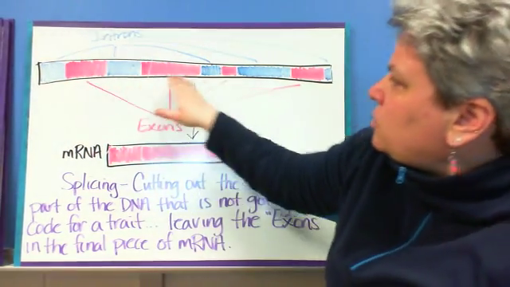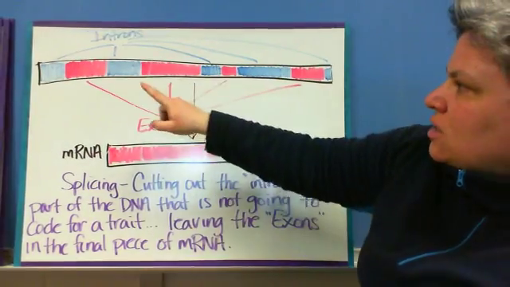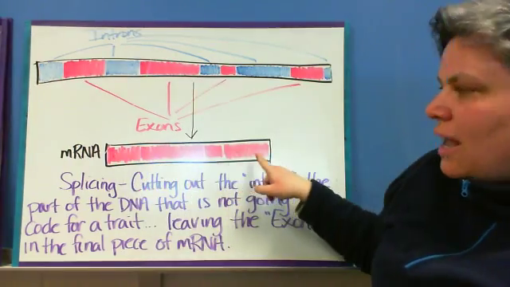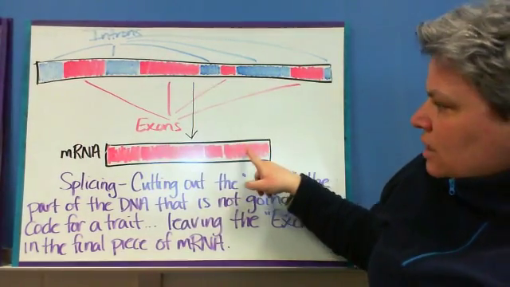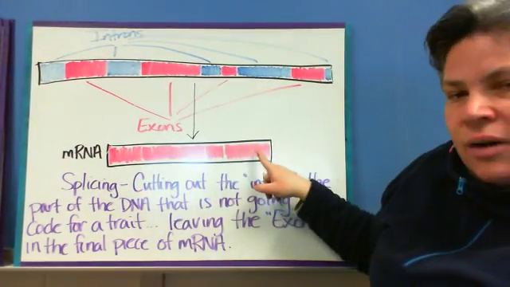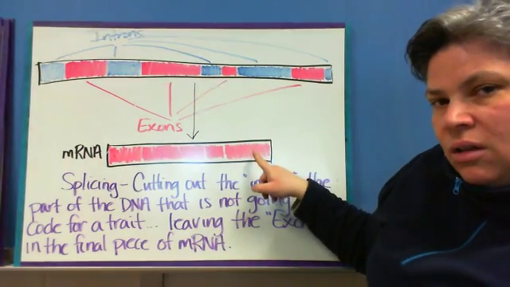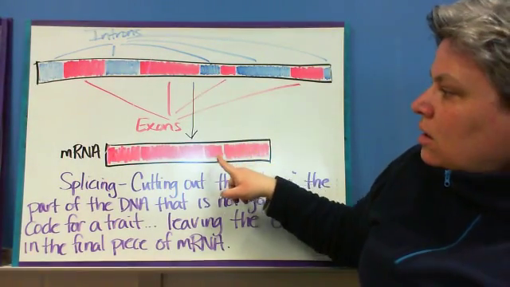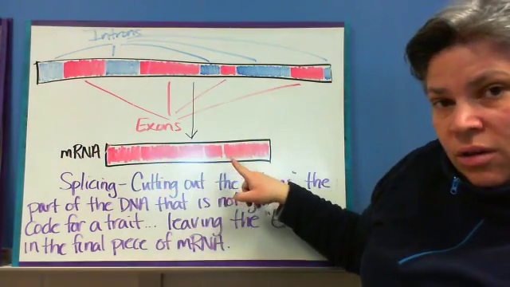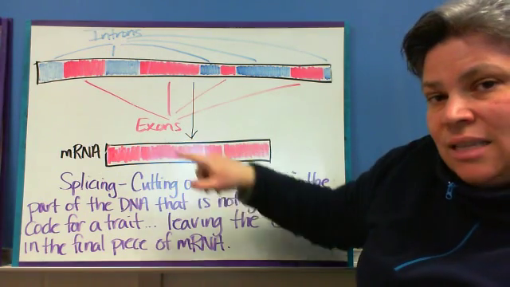So we're going to cut those introns out, and that's going to leave us just with those exons. So you can see here my final piece of mRNA that's going to leave the cell is smaller, and it only has the exons in it.